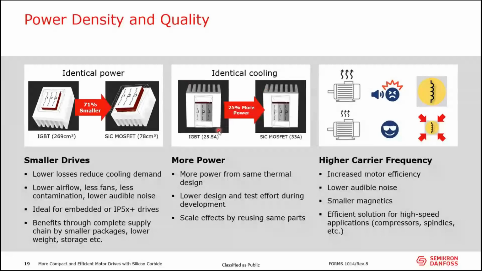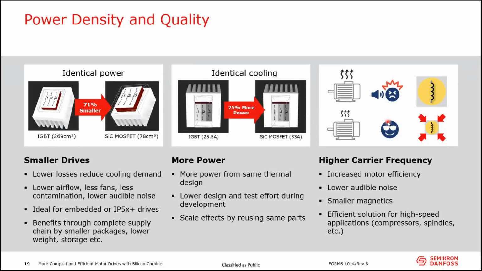The second thing I did is I checked, if I don't change the cooling concept, so I leave the heatsink the same on the left and on the right side, how much more power can I draw from it? And here also impressive: 25% more power. That means from the same thermal design, I can probably get one more electrical frame of drive. So if I have a drive design for 5.5 and 7.5 kilowatt in the same mechanical frame, with silicon carbide I might be able to squeeze out even 11 kilowatt from the same thermal design, which offers nice possibilities for the design and makes design and testing and everything much easier.